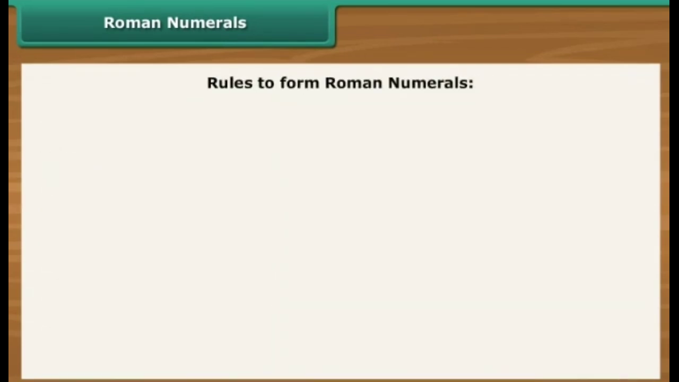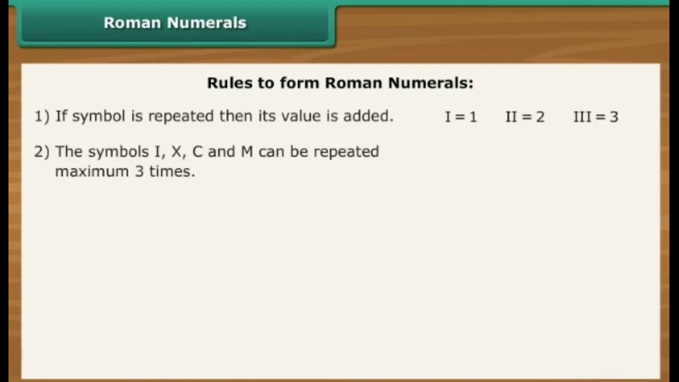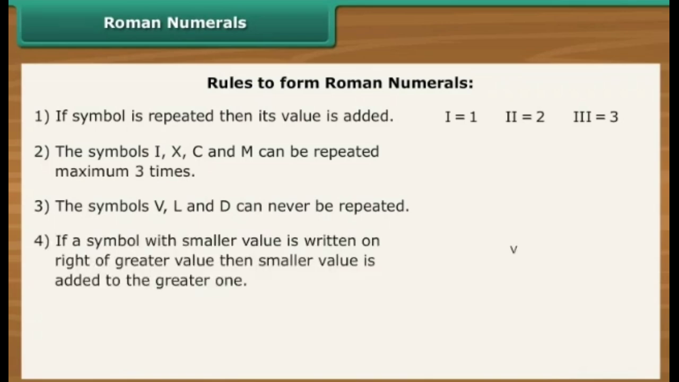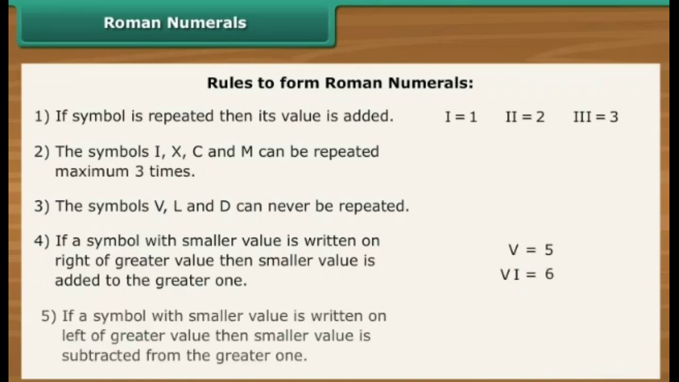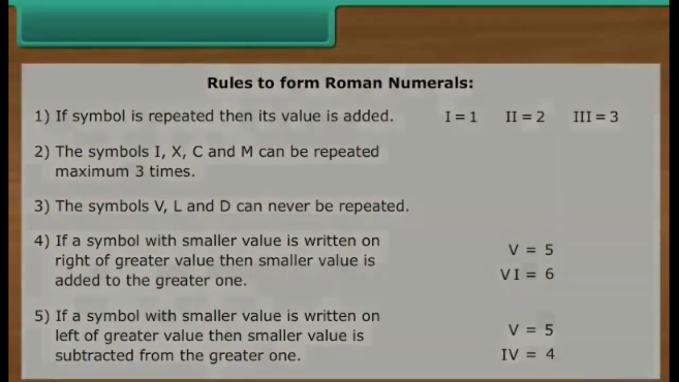There are certain rules to form Roman numerals. They are: 1. If symbol is repeated, then its value is added. 2. The symbols I, X, C, and M can be repeated maximum 3 times. 3. The symbols V, L, and D can never be repeated. 4. If a symbol with smaller value is written on right of greater value, then smaller value is added to the greater one. 5. If a symbol with smaller value is written on left of greater value, then smaller value is subtracted from the greater one.